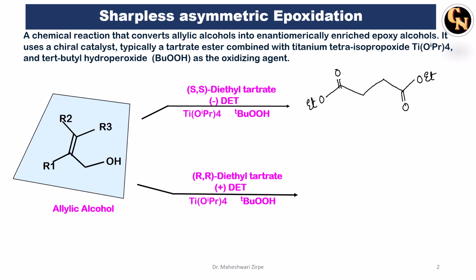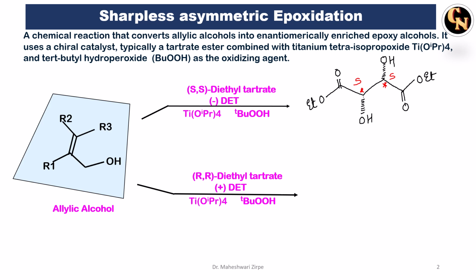Now when it is S, that means this carbon has an S configuration. Even this carbon, chiral carbon, has an S configuration. So these two carbons, let me show it with red, both are chiral carbons. Okay, both are chiral carbons and both are having S configuration, that is optically active. So this is your catalyst which is used.